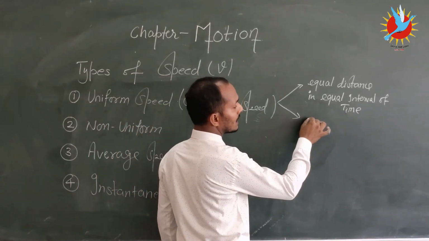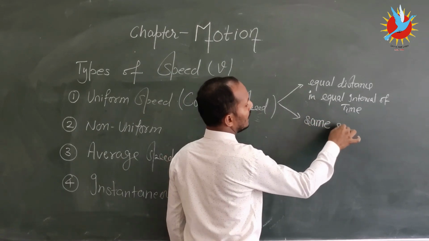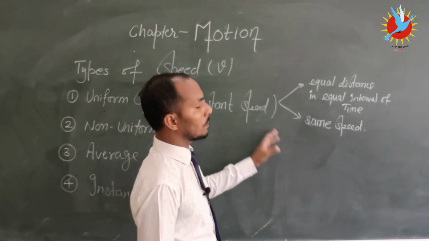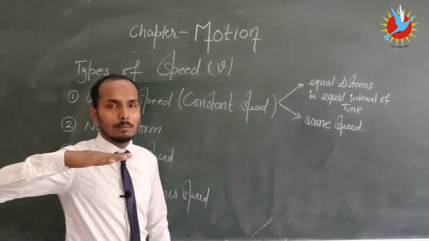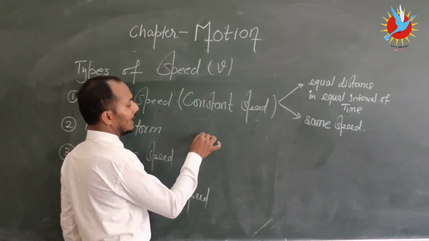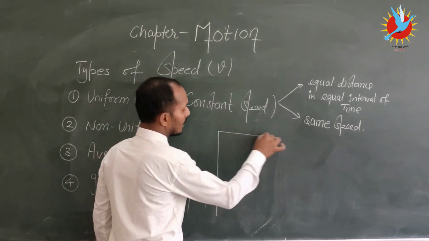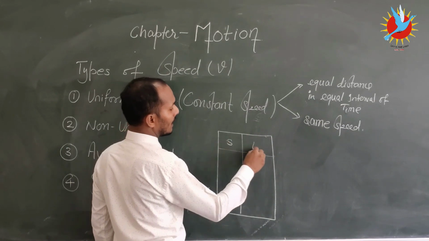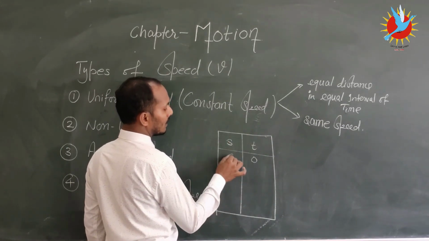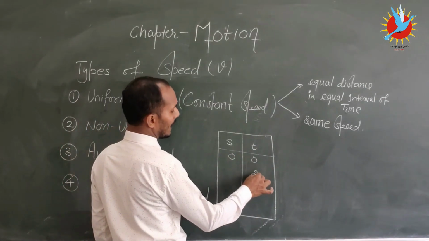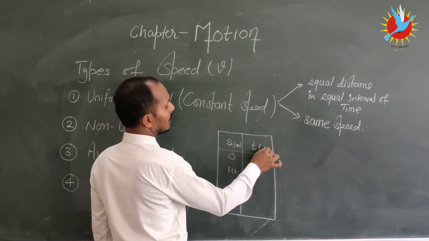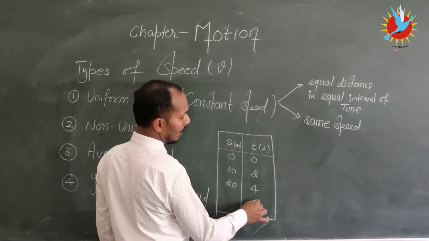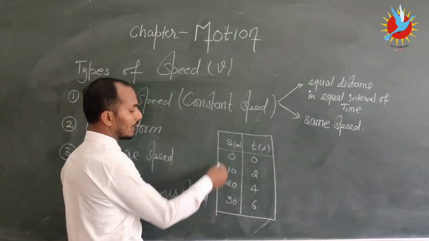Or, if a body is moving with the same speed, then it is said to have constant speed or uniform speed. What does it mean? It means a body is moving at the same rate. It means in equal intervals of time it covers equal distance. Suppose a body covers this distance in this time. At time 0, the body is initially at its 0 position. After 2 seconds, it has covered a distance of 10 meters. After another 2 seconds it covers distance 20. After again an interval of 2 seconds it covers distance 30. It reaches position 30.